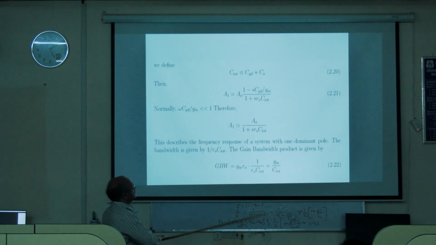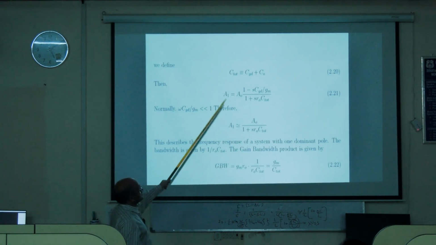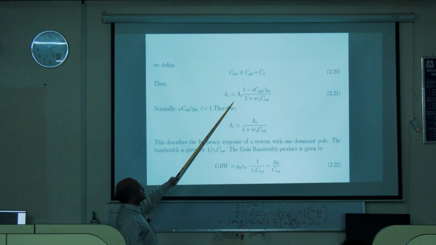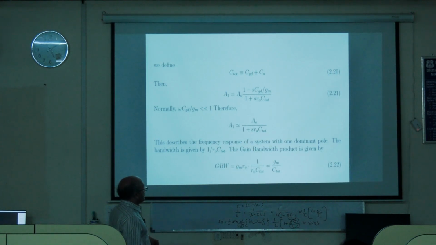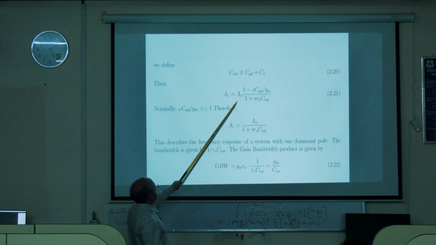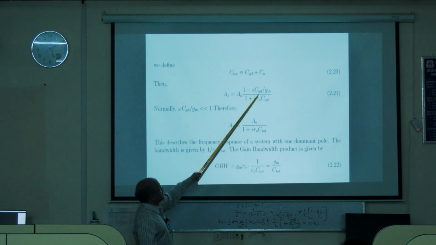So I can write my gain in terms of C total. This is the gain here, and that is A naught, which is GM into r naught. I have put it here. I will try to express it this way. Now what I would like to do is make an assumption that omega CGD by GM is far less than 1.